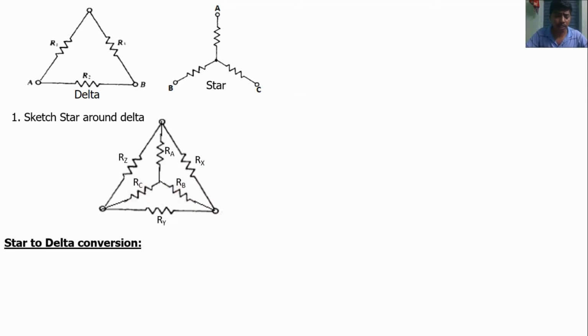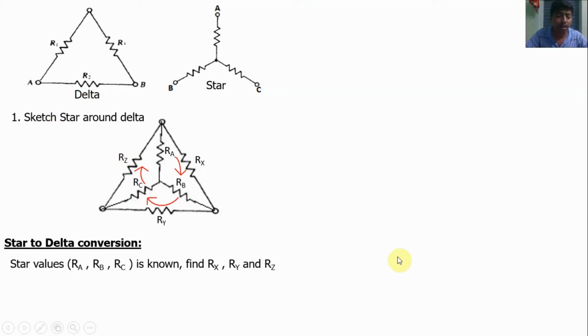For star to delta conversion, the star values Ra, Rb, Rc are known. We have to find the values Rx, Ry, Rz. For star to delta conversion, this arrow represents that Ra and Rb are adjacent resistances. Then Rb, Rc are other adjacent resistances. Then Rc and Ra are another pair of adjacent resistances. This is the adjacent resistance value.